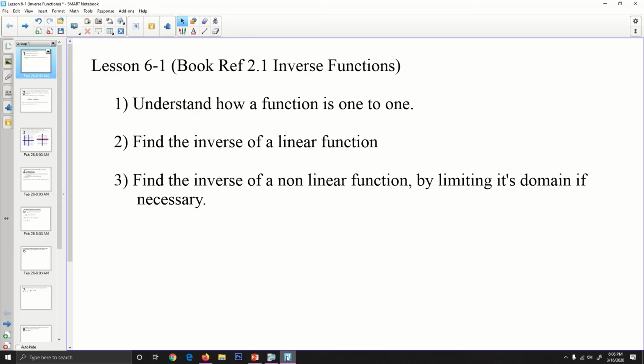Today we're going to understand how a function is one-to-one. We're going to find the inverse of a linear function, and we're going to find the inverse of a nonlinear function by limiting its domain if necessary.